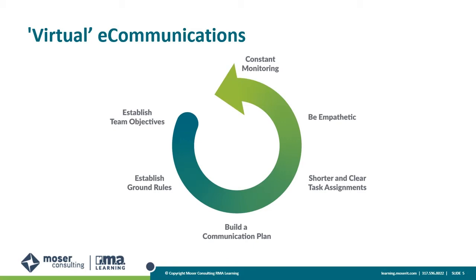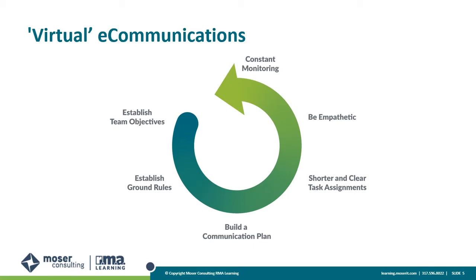Next, you want to establish some ground rules. That's what we use project objectives for. Project objectives determine the ground rules. Next, you want to build a communication plan. Find channels that work. Like for us, we use Slack. Talk informally and formally as needed with everyone on your team.